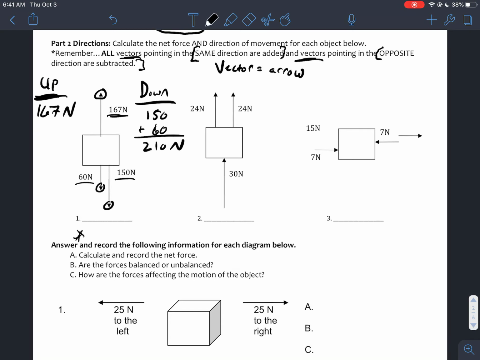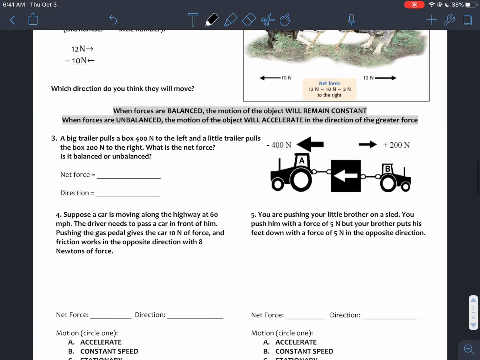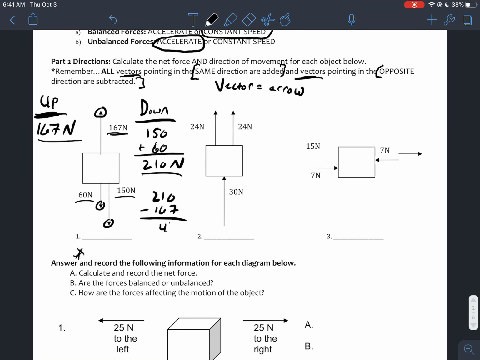Now to get the net force, all we do is subtract the small force from the big force. So we're going to subtract 210 minus 167. I want you to pause the video and do that subtraction. Now that we are back, we know that the answer here is 43 newtons. So I can copy that to my line. But this is not a complete answer. On every net force problem, you need a direction. Which number was bigger? 210 was the bigger number, and it was pointing down. So my net force is 43 newtons down.